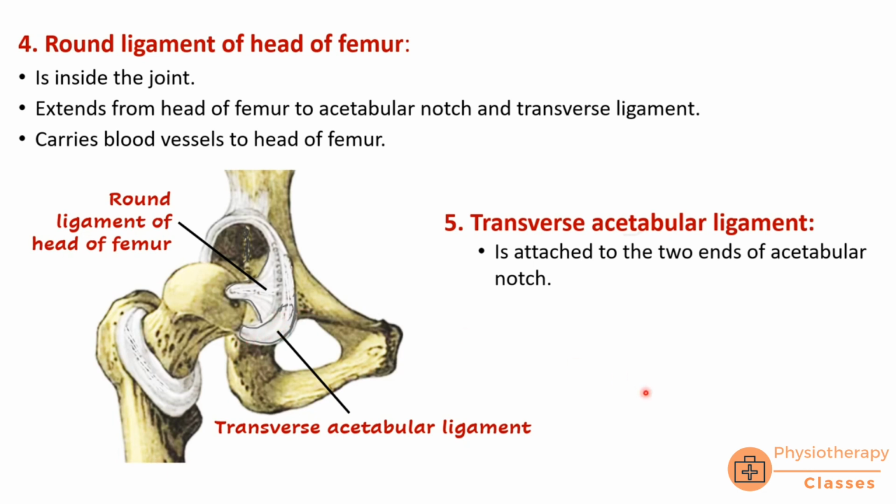So these are the 5 ligaments. 3 outside, that is the iliofemoral, pubofemoral and ischiofemoral, 1 inside, that is the round ligament of the head of the femur, and the other one which supports from the inferior aspect and completes the acetabulum here and bridges the gap between the acetabular notch, that is the transverse acetabular ligament.